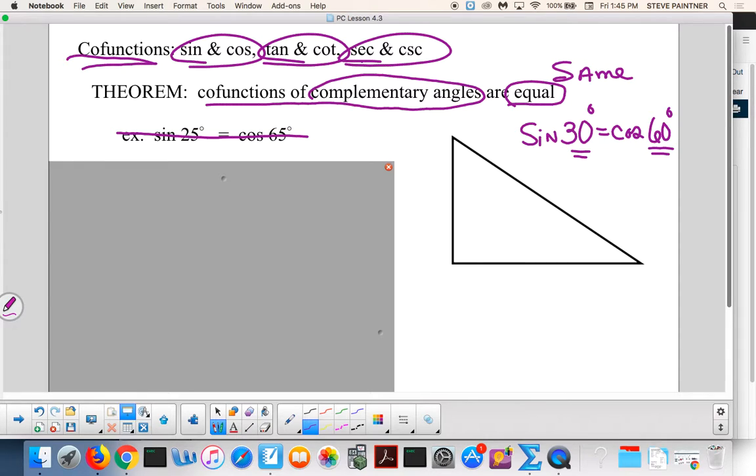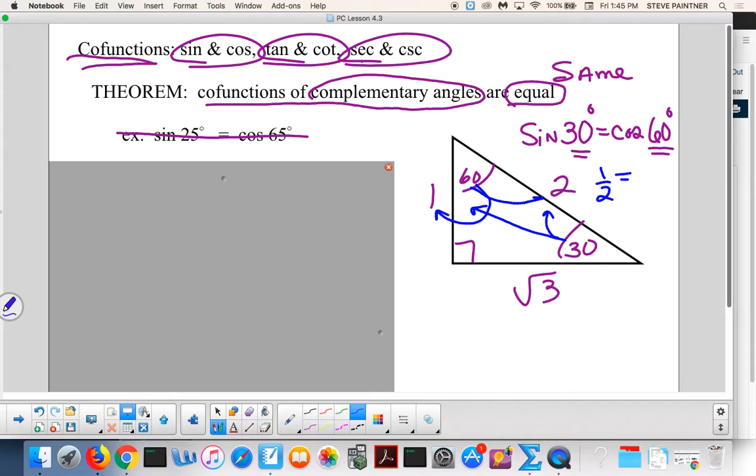Should I prove it to you? Yes, I should. 30, 60. What's the relationship? Hypotenuse 2. What's that side? 1. What's this side? Okay, you ready? What's the sine of 30? 1 over what? 1/2. Now what's cosine of 60? Here's 60. Adjacent over hypotenuse. Oh, they are equal. Right?